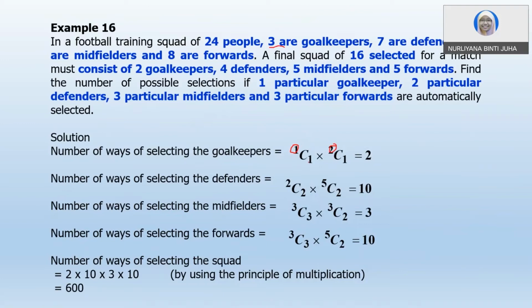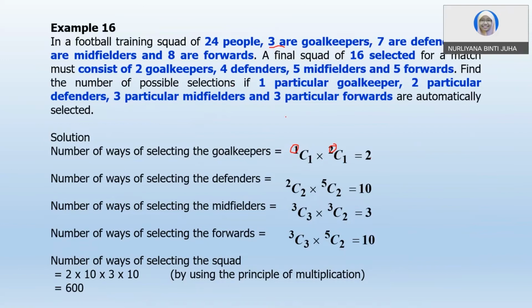So 1 choose 1 is this one. 1 particular, it fixed 1 particular, 1 choose 1. The other remaining is the 2. We had 3 earlier, minus 1, only 2 remain. From these 2, you need to choose 1 more. So this is it. Multiply it, you get 2. And that one is for goalkeepers.